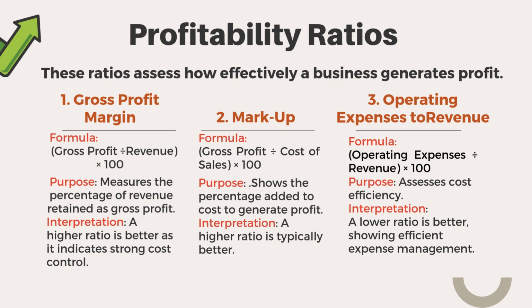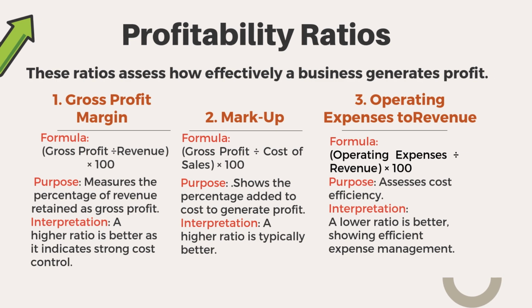2. Markup. Formula: gross profit divided by cost of sales times 100. Purpose: shows the percentage added to cost to generate profit. Interpretation: a higher ratio is typically better. 3. Operating expenses to revenue. Formula: operating expenses divided by revenue times 100. Purpose: assesses cost efficiency. Interpretation: a lower ratio indicates better expense management.